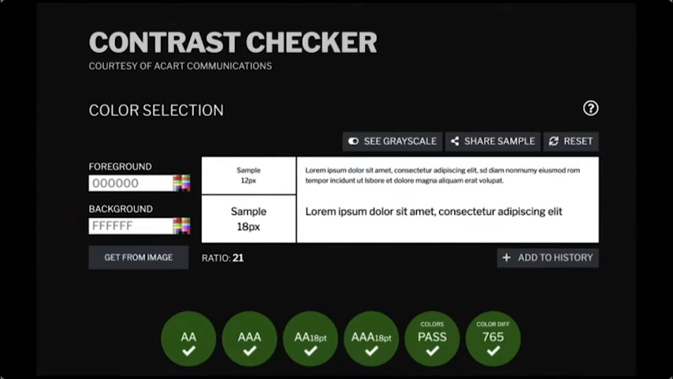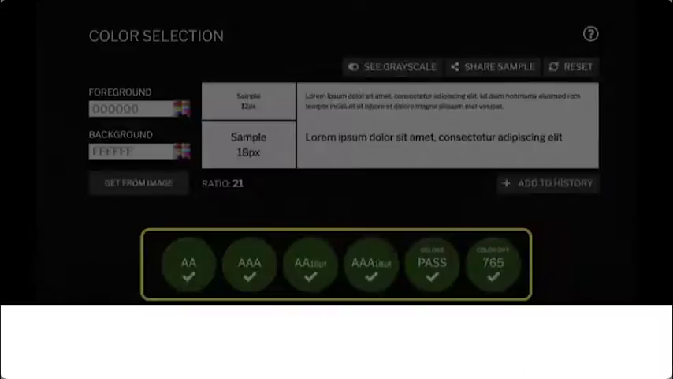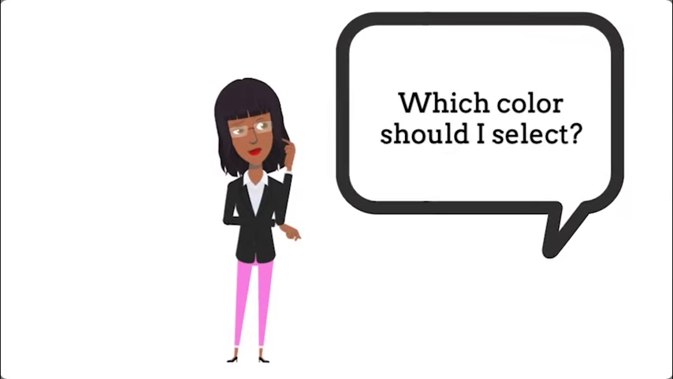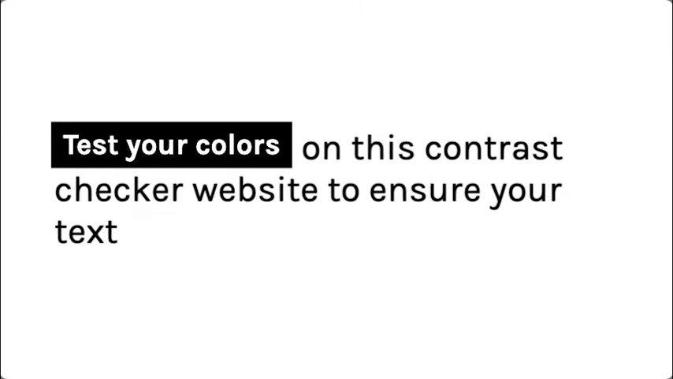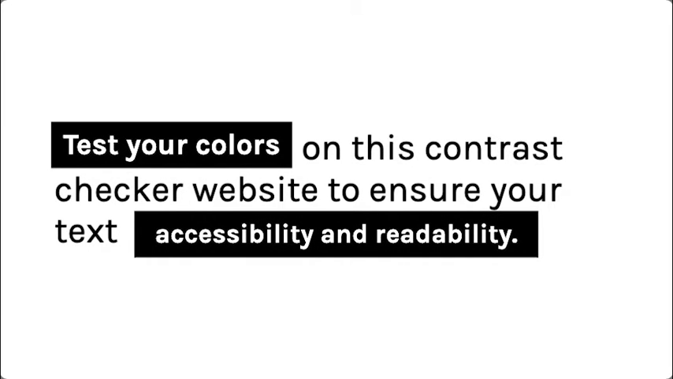More importantly, the color of circles on the web page indicates whether you have reached the WCAG standards and whether your text is readable to learners with color blindness. So next time, before making decisions on the color selection, you can test your colors on this contrast checker website to ensure your text accessibility and readability.